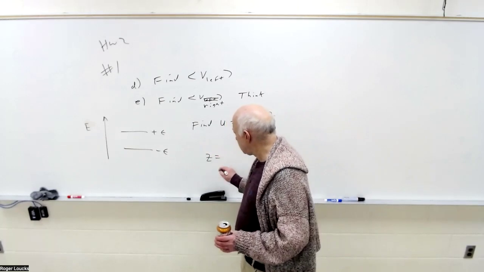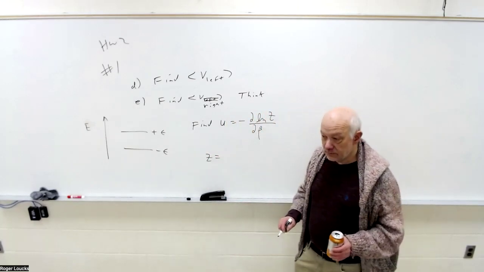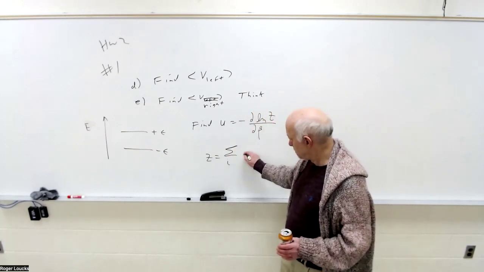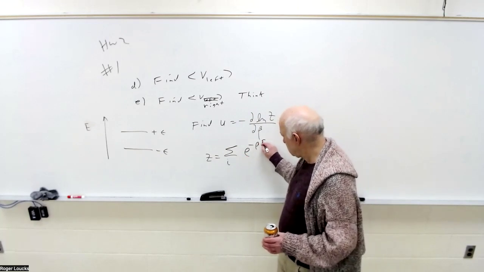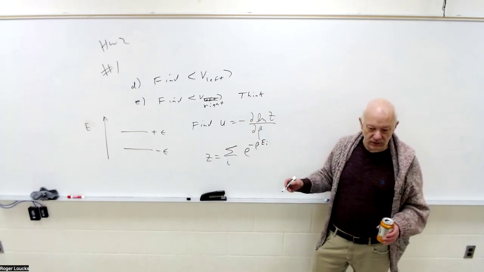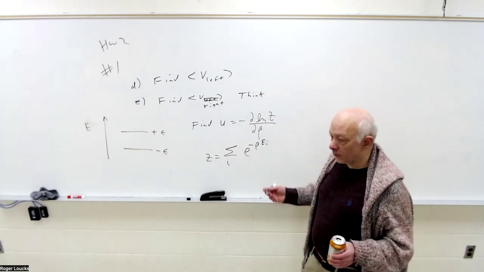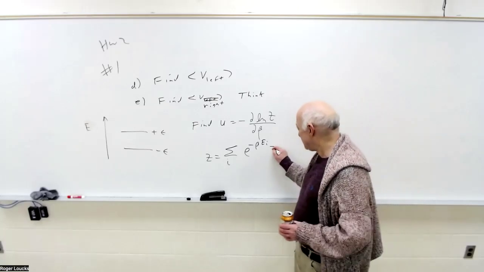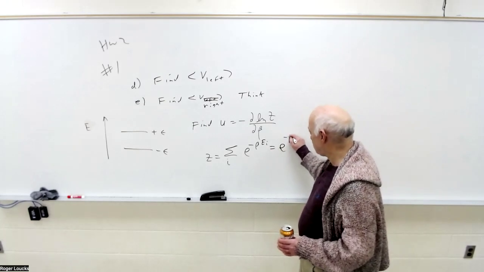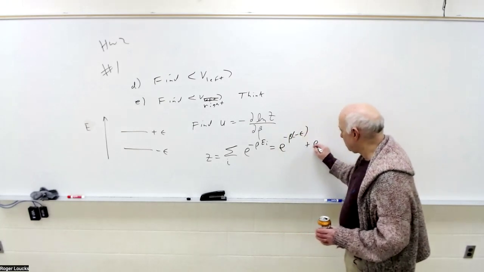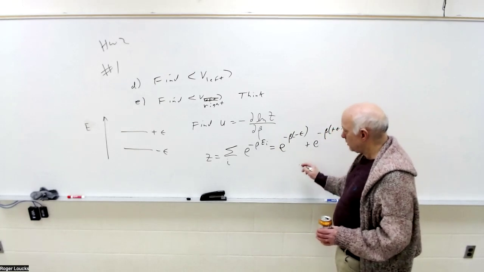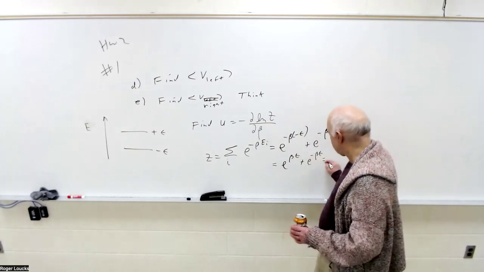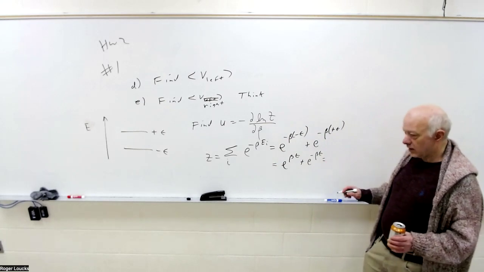And how do we define Z? How do we find Z? Sum over all the microstates i of e to the minus beta E_i. I'm just writing beta for 1 over k_B T. In this case, how many microstates do we have in a 2-state system? 2. So this is going to be e to the minus beta times minus epsilon plus e to the minus beta times plus epsilon. So this is e to the beta epsilon plus e to the minus beta epsilon, and we stated that that is how many cosh?